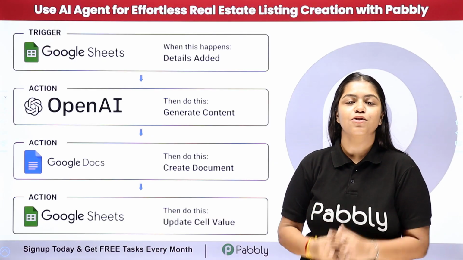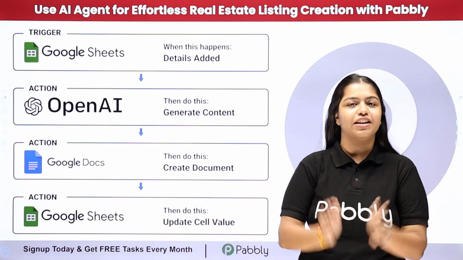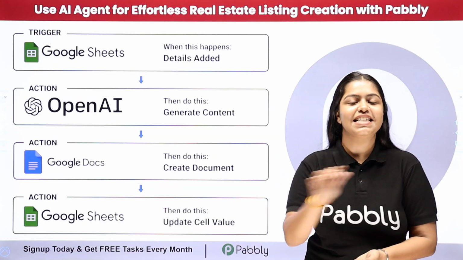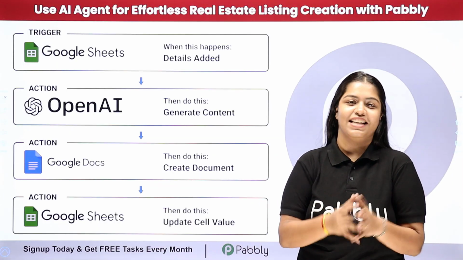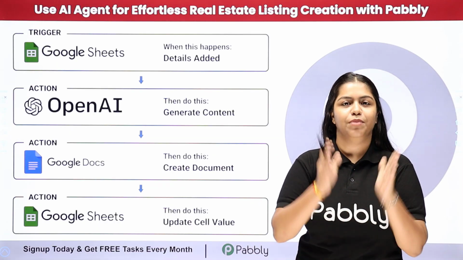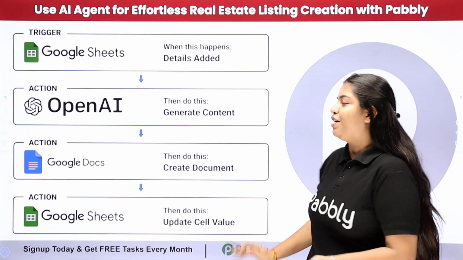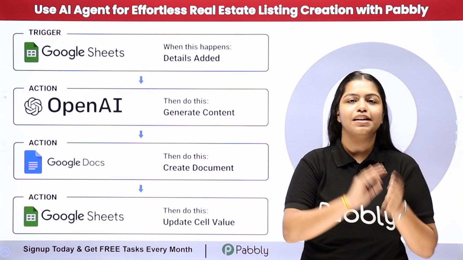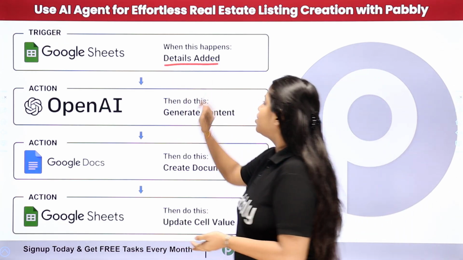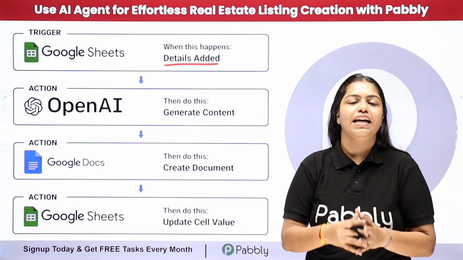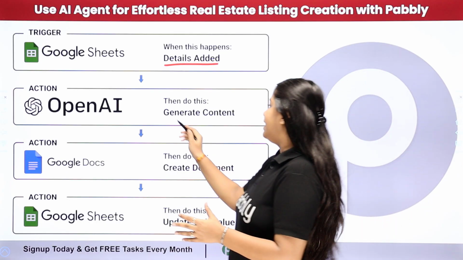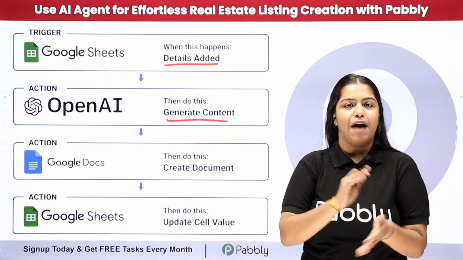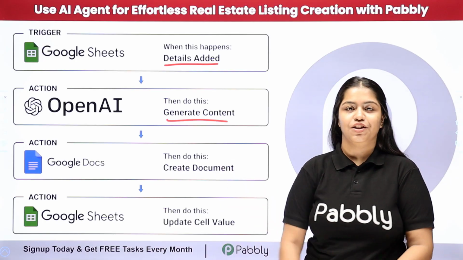So like you, I also used to manually create all the real estate listings, but this is such a time consuming and tedious task. So to solve this problem, I've simply created this amazing automation where as soon as I add the property details into my Google Sheets, automatically my AI agent is going to create me the real estate listing, which we can further add back again into our Google Docs and into Sheets.